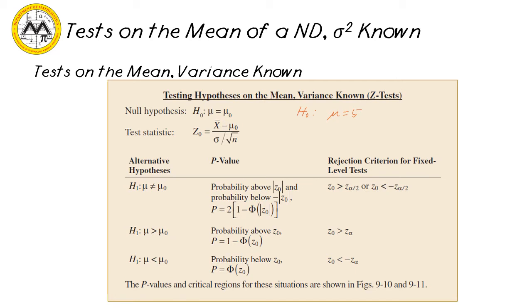The alternative hypothesis would be either not equal to 5, greater than 5, or less than 5. The formula for the p-value is 2 times 1 minus phi of the absolute value of z. So take note, we take the absolute value of z. For the greater than, it would be 1 minus phi of z, and for less than, it would be phi of z. That is aligned with the rejection regions.